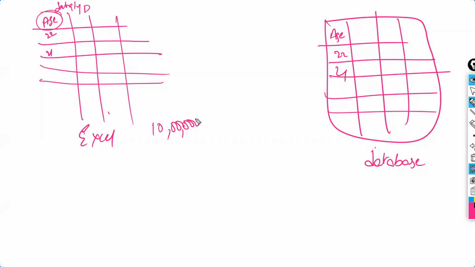You have to create a separate new Excel sheet. It can't be created in the same Excel sheet. But in the database, in a single table, you can store more than 10 million. Storage-wise, it is very high when compared to your Excel. This is advantage number 2.